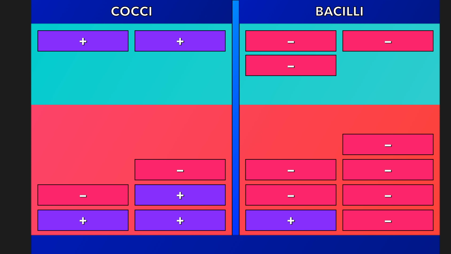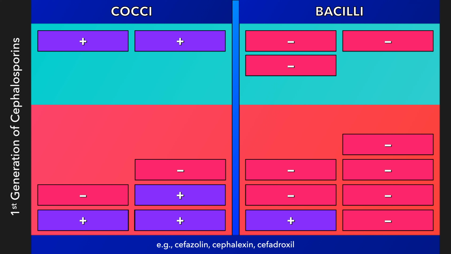While there are always exceptions, we will look at the most widely accepted patterns of antimicrobial activity. And for the sake of simplicity, other types of organisms, such as spirochetes, will only be mentioned when relevant. Now we will begin with the first generation of cephalosporins. At the bottom of the screen are a few representative antibiotics.